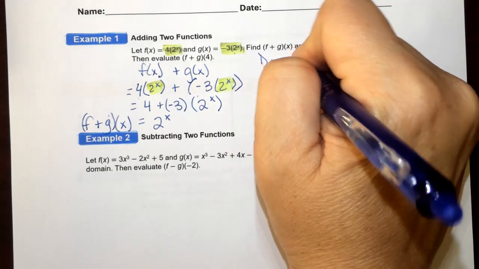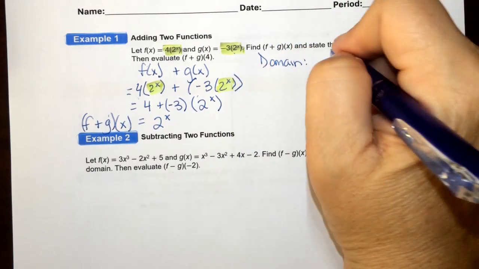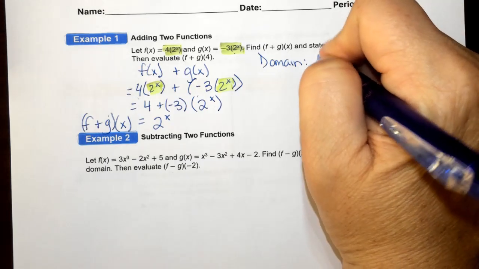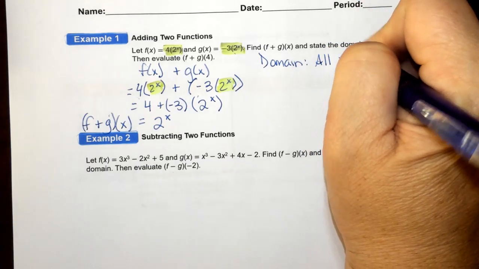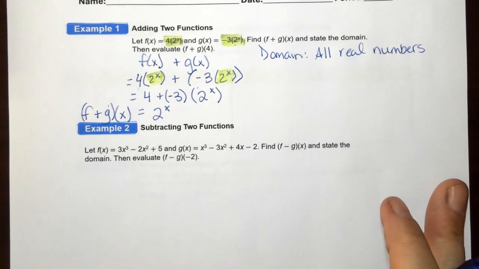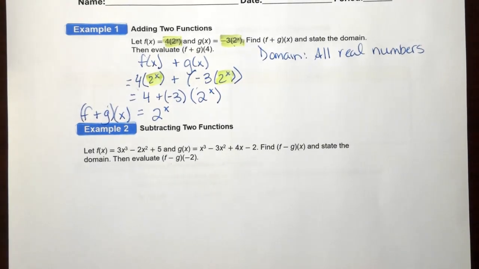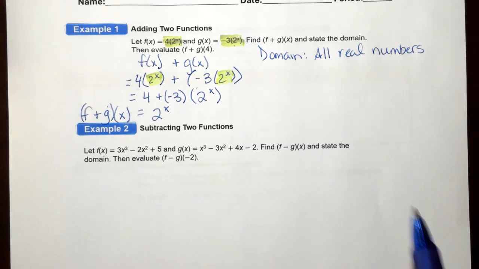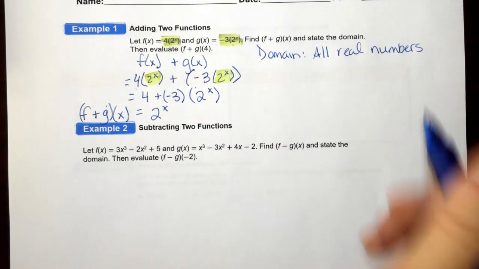We don't have to state the range, we just have to state the domain. So all real numbers. And if you need to make a note, because they're exponential functions, whatever you need to help you to know, so that the domain is all real numbers. All right, so next thing we have to do is evaluate f plus g of 4.